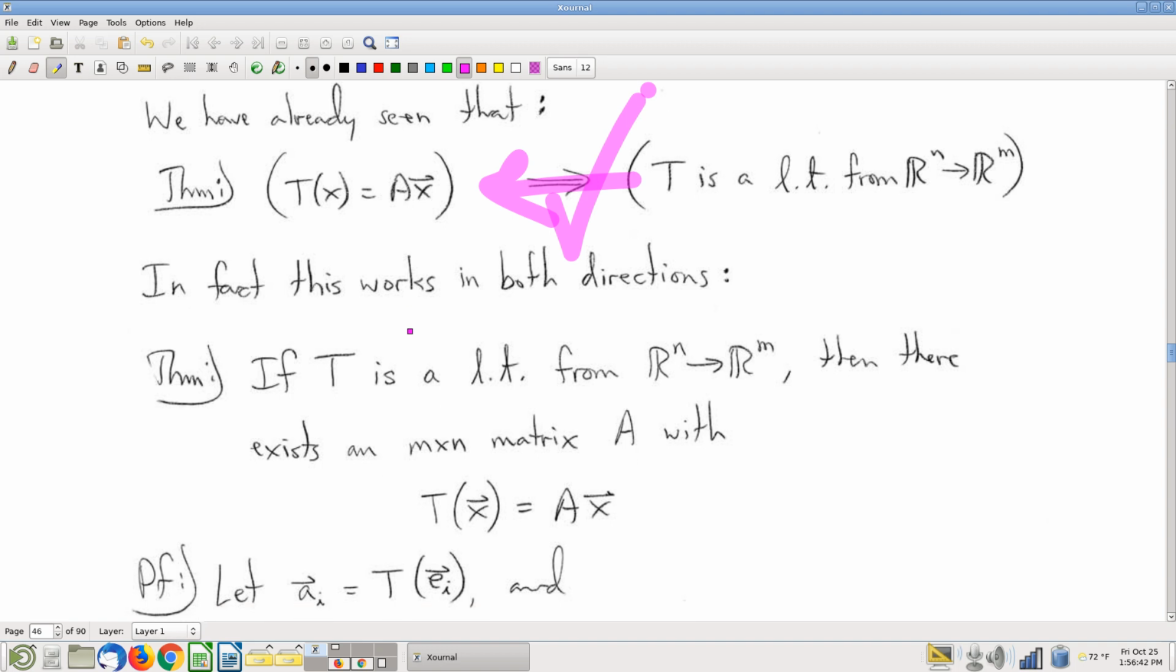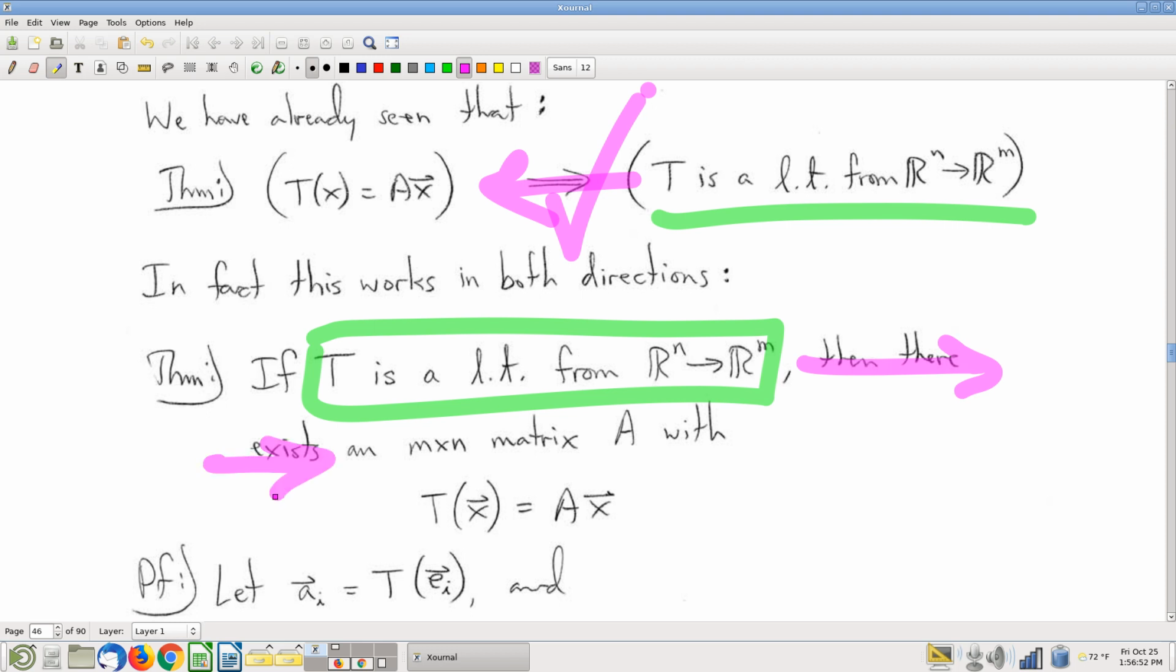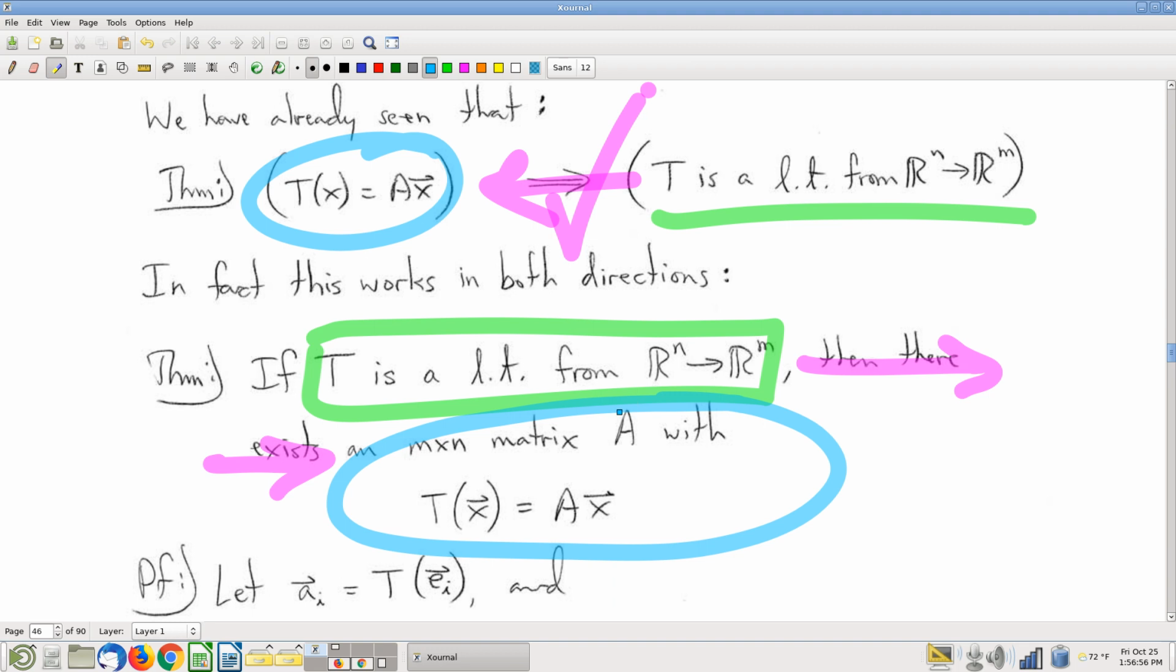If you have a linear transformation from Rn to Rm, then yes, there exists a matrix that makes that linear transformation. Or said differently, that arrow does go the other way.